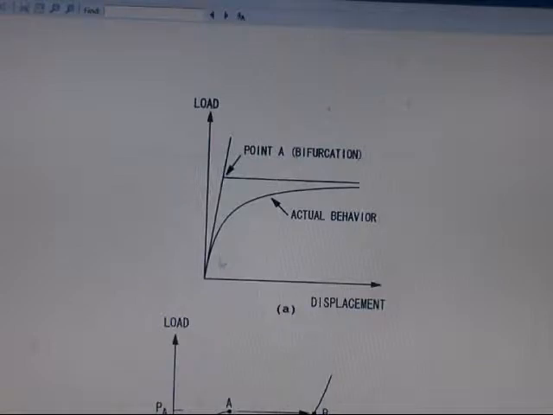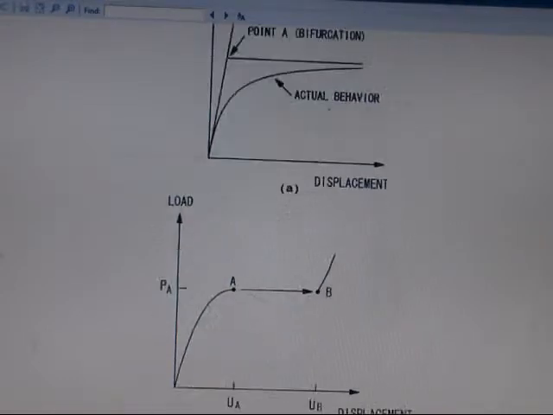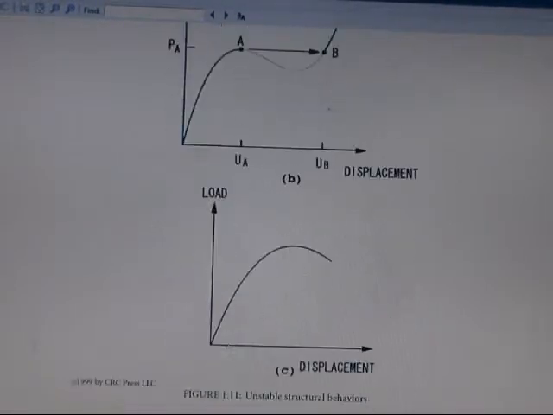So this one, and when you put this is accurate behavior, this is the point of the verification and the displacement and the load diagram. So this is load and the displacement. We can draw this diagram.